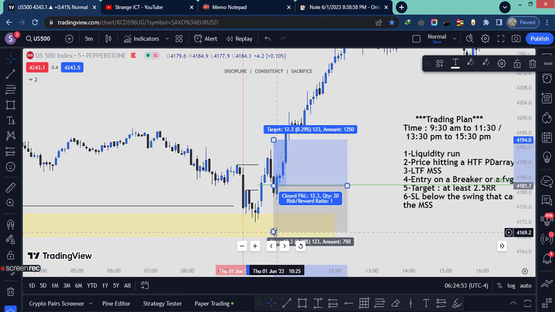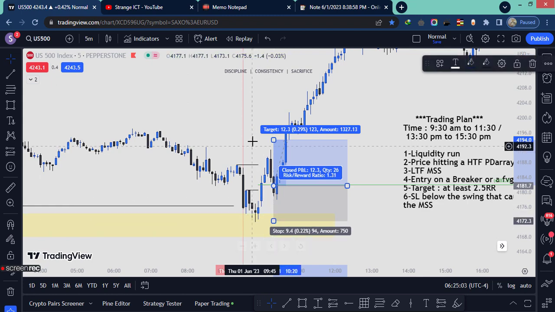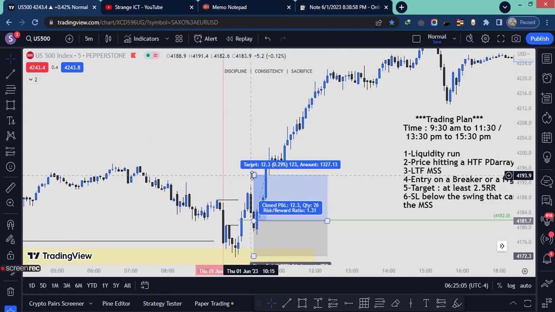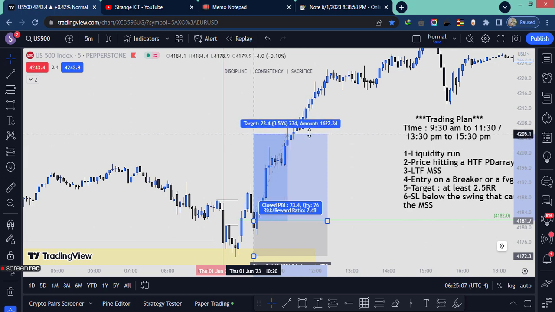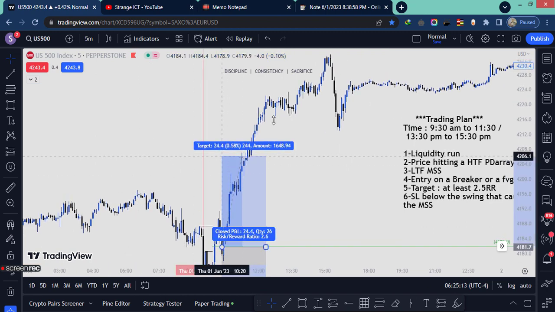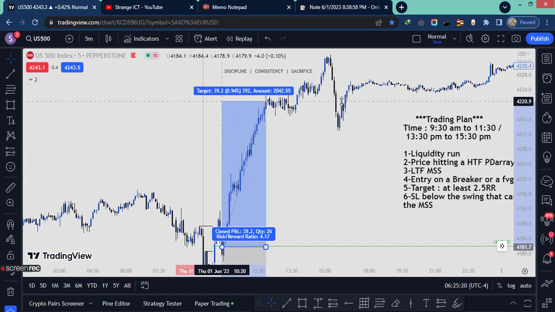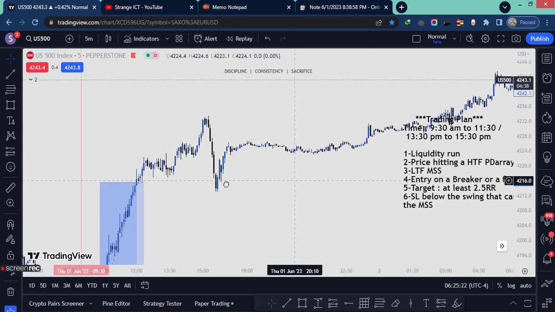Stop loss below the swing. Do not put it right here or something. You want to put it below the swing that caused the market structure shift, and target at least 2.5 R. Here you can see that price went even higher. You can maybe take 80% of your position at 2.5 R and leave a runner all the way until the day closes.